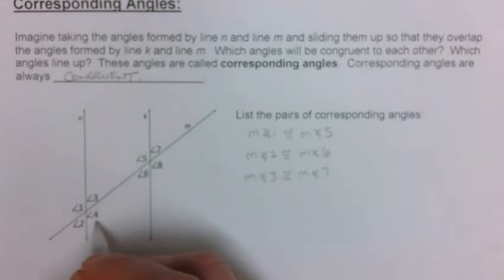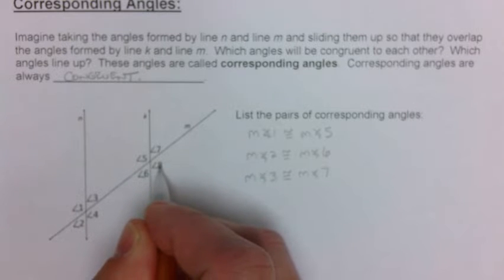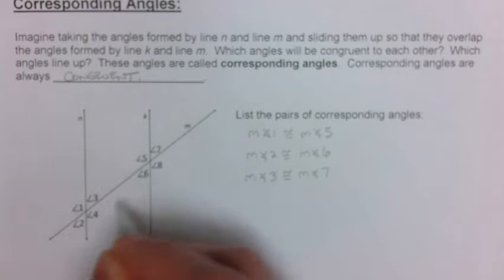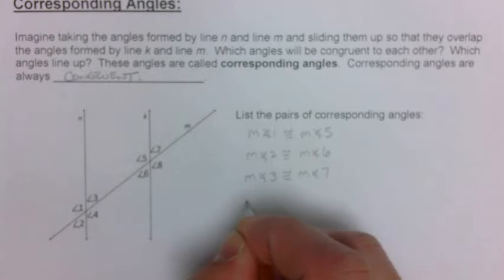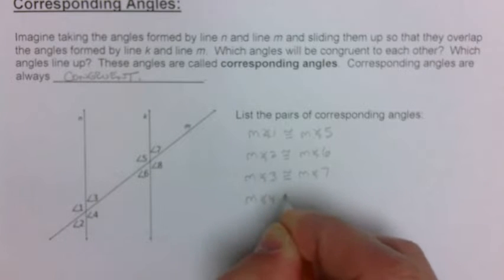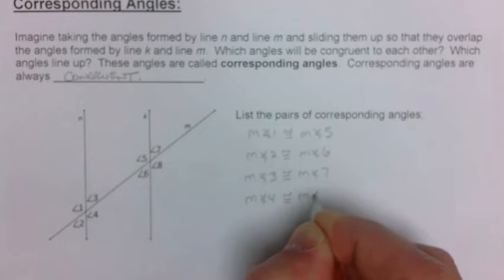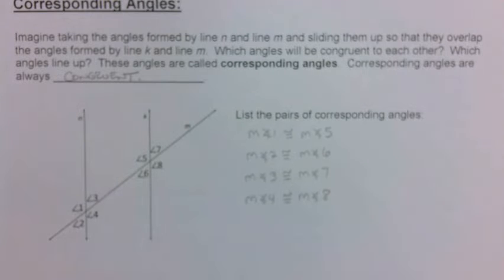And finally, angle 4 is in the same position as angle 8. So if I slide angle 4 up, it's going to land on top of angle 8, meaning that these two angles are corresponding and congruent. The measure of angle 4 is congruent to the measure of angle 8. So there are four pair of corresponding angles formed by the transversal and the parallel lines.